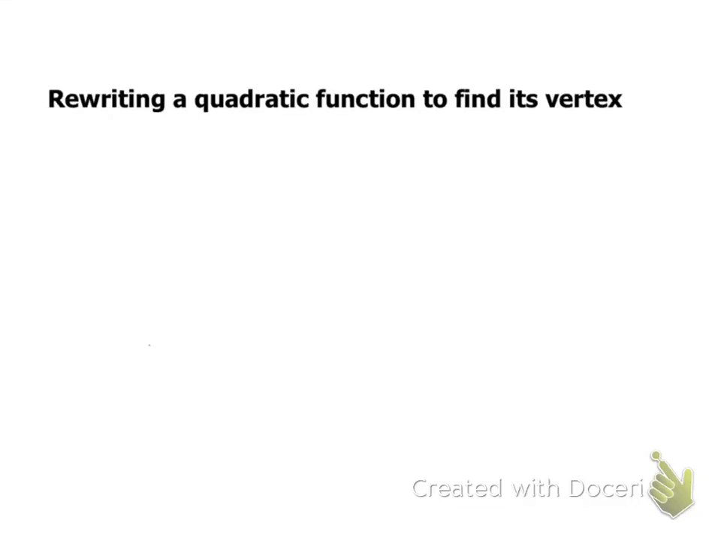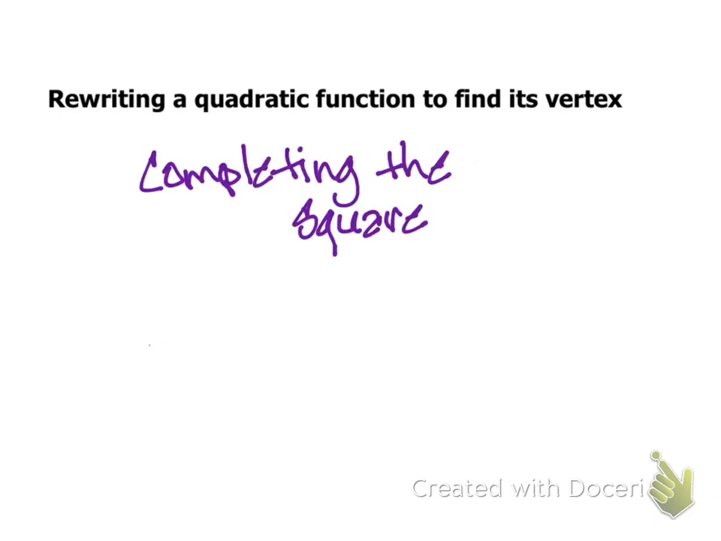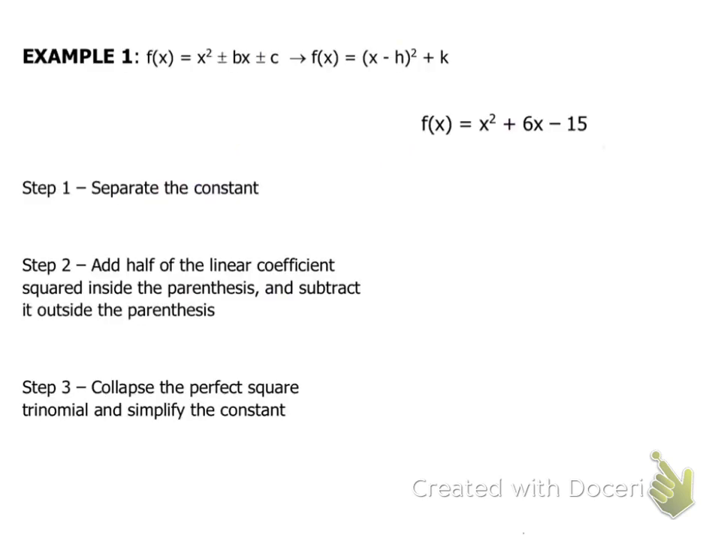We're going to look at rewriting a quadratic function to find its vertex. The process that we will use to do this is called completing the square. For our first examples, we're going to look at quadratics that do not have a quadratic coefficient.